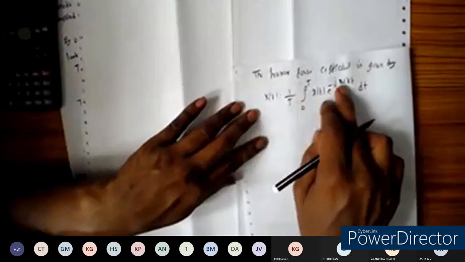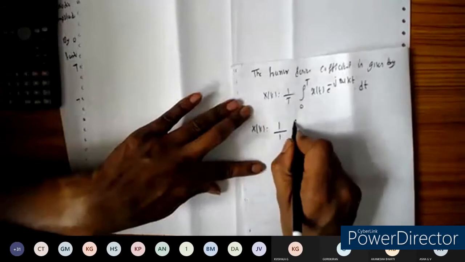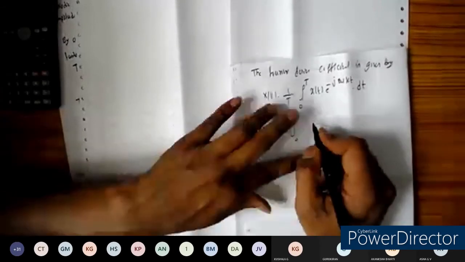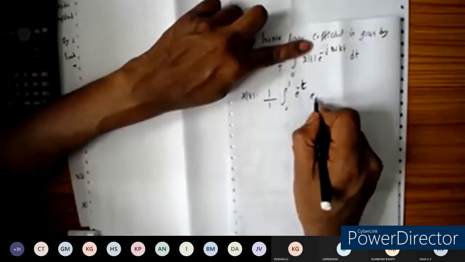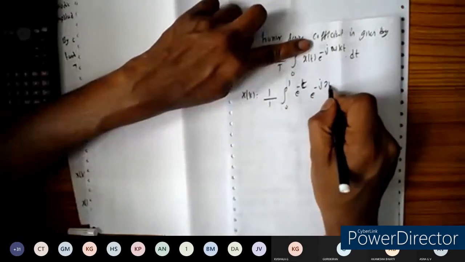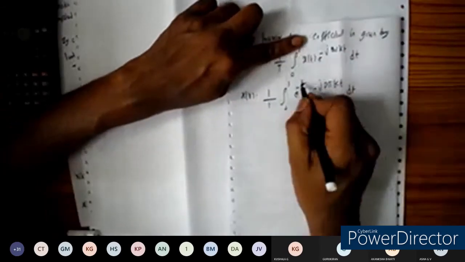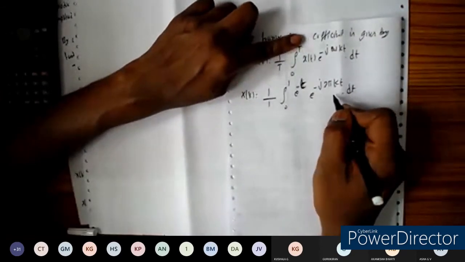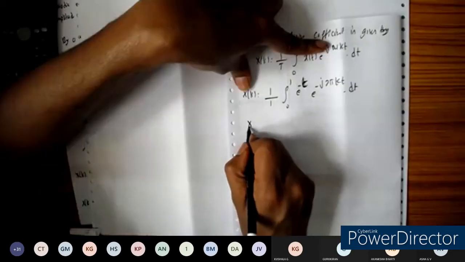Now let us substitute the values for x of t, T and omega here. So X of k becomes 1 by 1 integral from 0 to 1. x of t is e to the power of minus t, as given here, into e to the power of minus j times omega, which is 2 pi, into k into t dt. Let us take the term minus t common here.